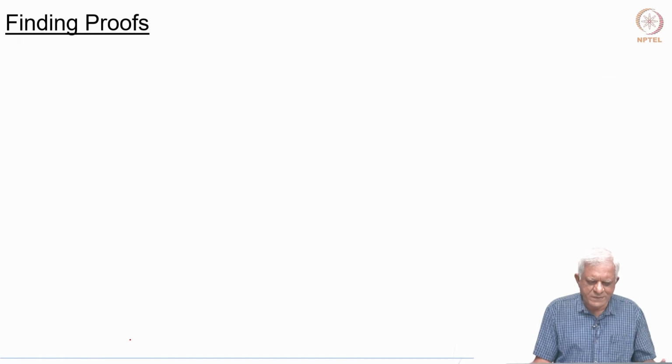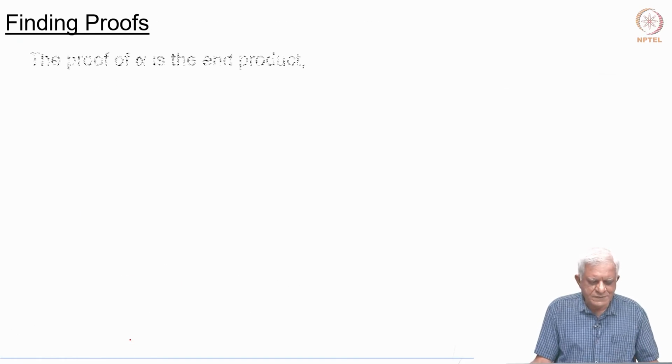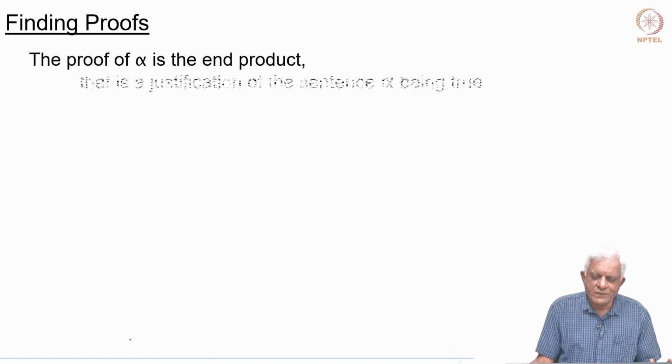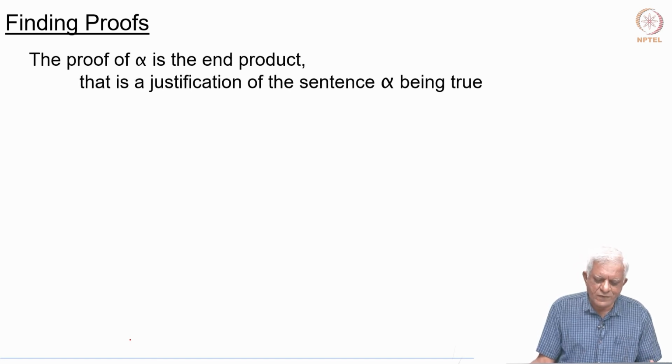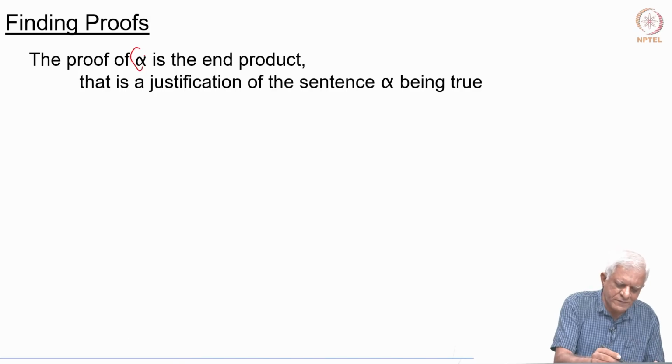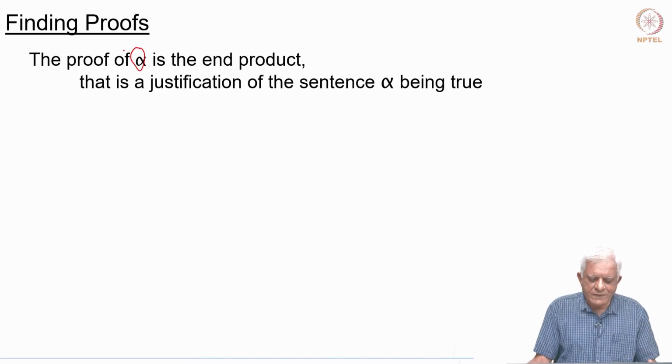We are interested in automation here, remember. So, finding proofs, the proof of alpha, that alpha is a theorem that we have been trying to prove. The proof of alpha is the end product, that is the justification of the sentence alpha being true. So, we have the proof and therefore, we accept it to be true.